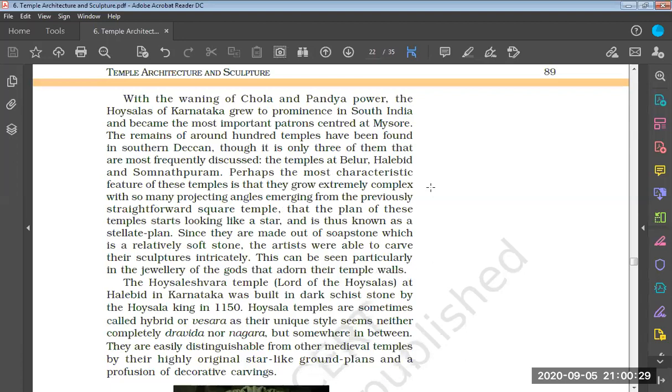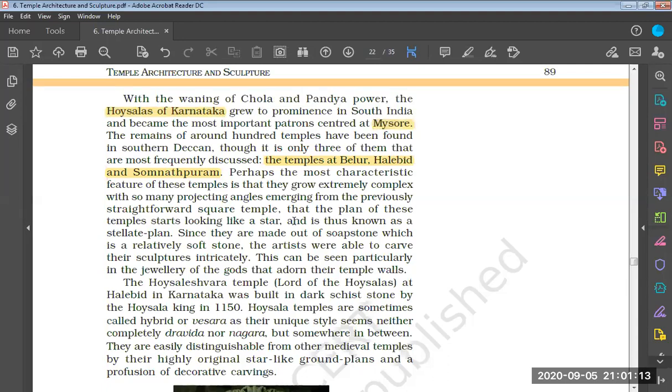With the waning of the Chola and Pandya, the Hoysalas of Karnataka grew to prominence in South India and became the most important patrons, centered at Mysore. The remains of around 100 temples have been found in South Deccan, though it is only 3 of them that are most frequently discussed. These are the temples at Belur, Halebid and Somnathapuram.